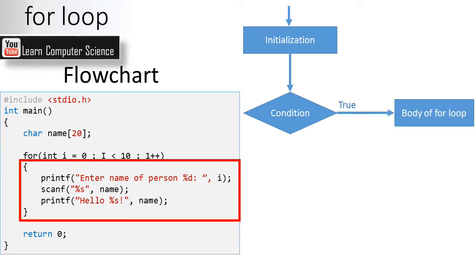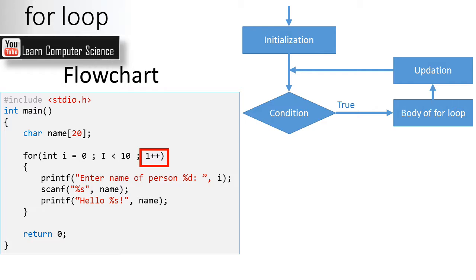As the condition is true it will execute the body of the loop. The program will say, enter the name of person 1, and get input of his name, and then it will say hello along with the name we have given as input. After executing all the statements of the body, it will execute the updation statement and go to check the condition again.